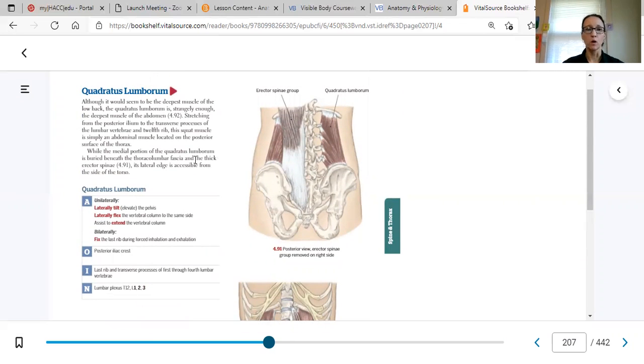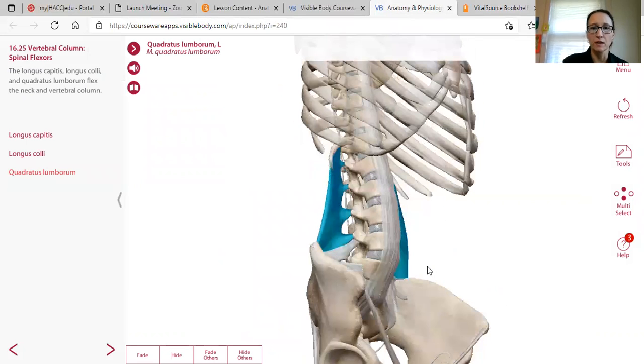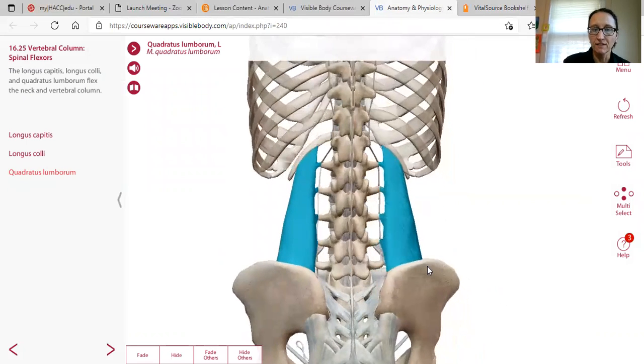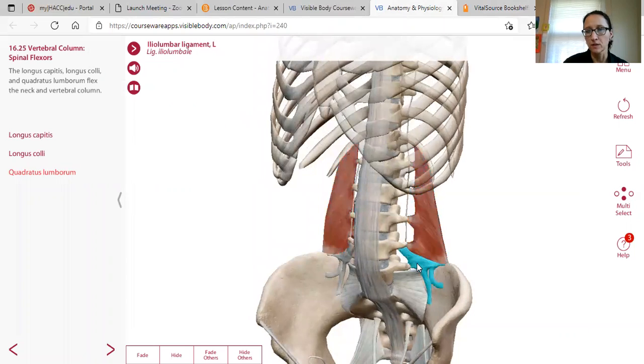Now, Quadratus lumborum originates on the posterior iliac crest, okay? Right here. However, if you take a look at this, if we turn this guy around, we have this attachment on the posterior iliac crest, but we also have attachment on this. This is the iliolumbar ligament. Now, a lot of sources do say that QL attaches to the iliolumbar ligament. So I wanted to point that out.